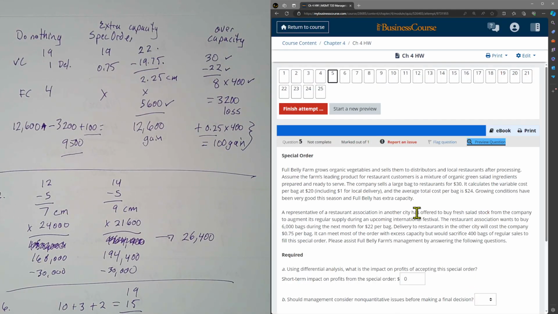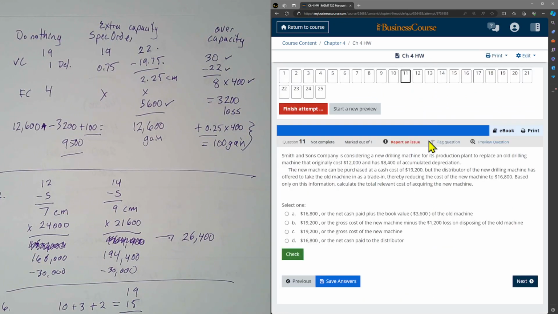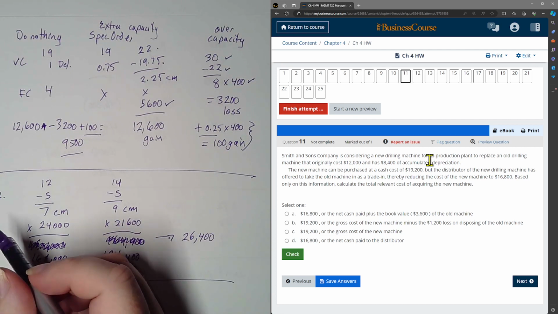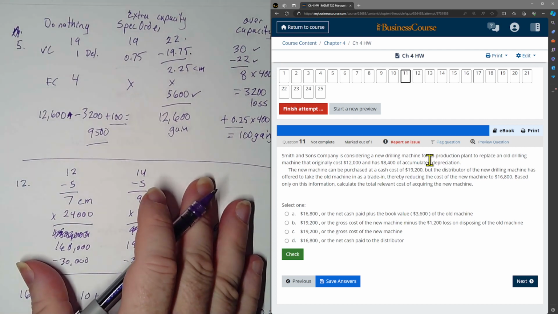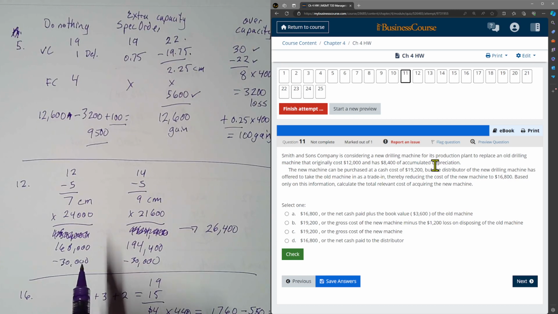The next one was number 11. And let's see. I somehow got my numbering off a little here. Is this the one that I'm looking at? I remember this one. I didn't actually need to write anything down.